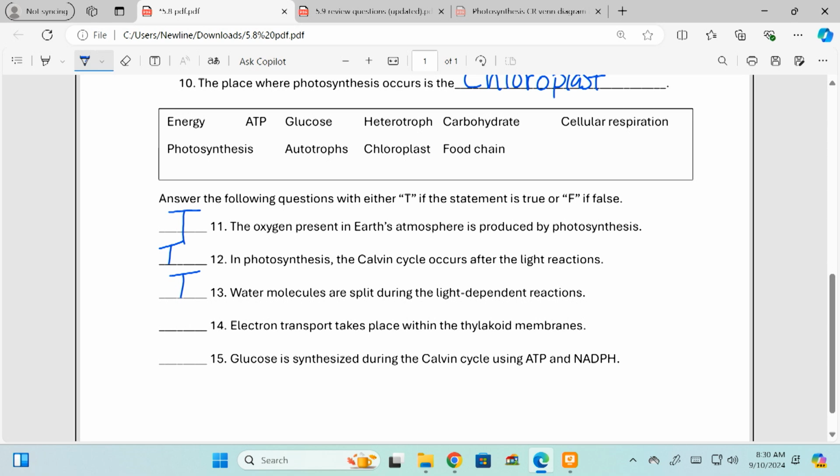All right, the electron transport chain takes place within the thylakoid membranes. Should we put a T or an F for that one? Okay, I have this one as being true. So let's go with true for that one. Great work. All right, the next one, 15, glucose is synthesized during the Calvin cycle using ATP and NADPH. That one is also true.